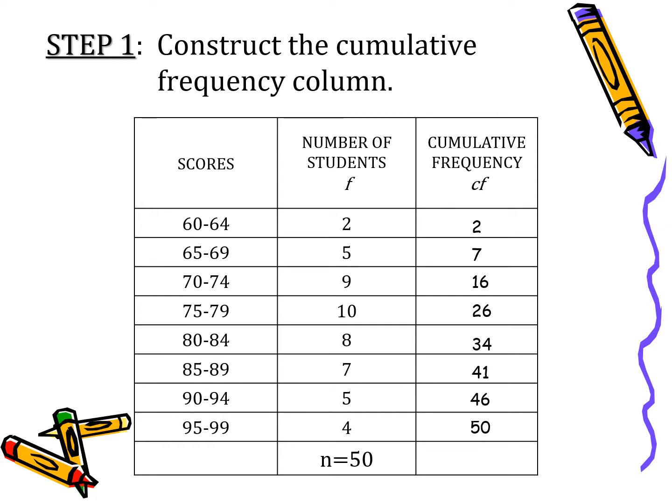See to it that the last cumulative frequency should be equal to the number of scores or number of students. Meaning to say n here is equal to 50, so your last entry here should be 50. If this is not 50, something is wrong with your addition. So that's one thing that you're going to remember when you are entering the cumulative frequency.